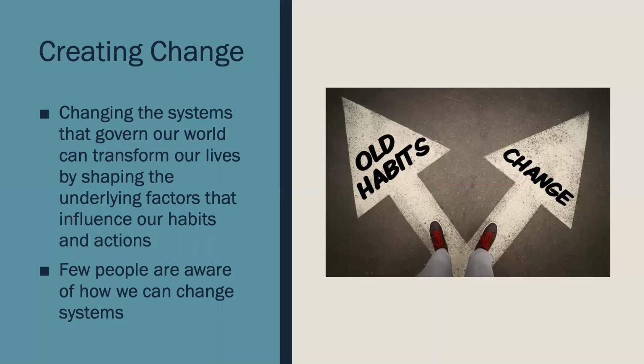Sometimes the changes that need to happen are on a social or societal level rather than a purely physical one. Recent events in our nation have shown us that sometimes the root of the problem is deeper than we may have first expected. Changing the systems that govern our world can transform our lives by shaping the underlying factors that influence our habits and actions. However, few people are aware of how we actually change these systems.